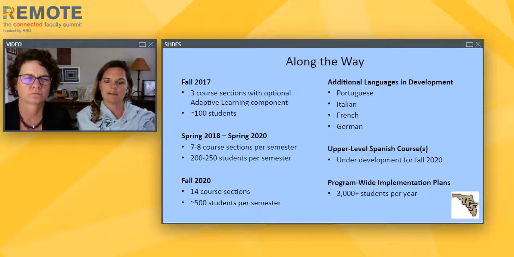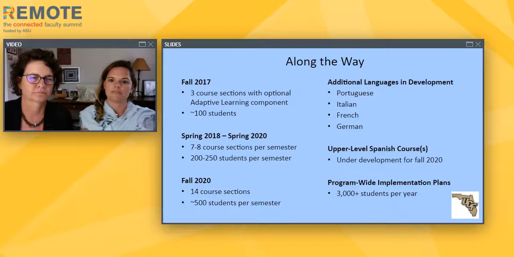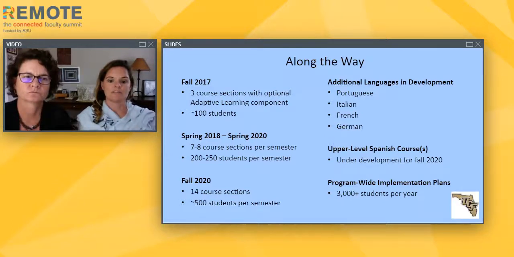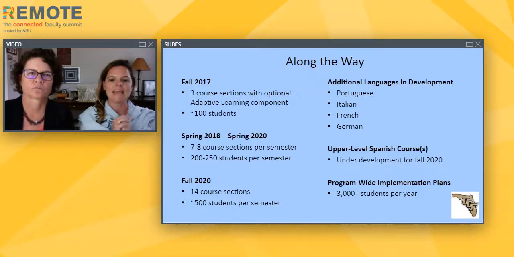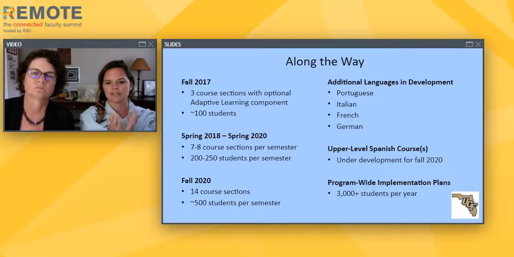Additional languages in development in our department using adaptive learning are Portuguese, Italian, French, and German. As you can see, I am in the process now of converting one of my upper level Spanish grammar courses into the Realize It system using adaptive learning for them to gain the practice that they need, because in a grammar class we have all of the concepts, and we need to practice them quite a bit. And the goal would be program-wide implementation by fall of 2021. So the hope would be that all of our elementary Spanish classes would be using adaptive learning, and that would again be over 3,000 plus students per year.